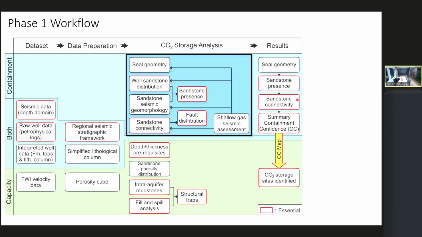So that was the data set and data preparation. I'll now go through the main CO2 storage analysis for the containment interval. Basically, we are assessing elements that contribute towards CO2 staying within the reservoir. So we assess seal internal geometry, we assess sandstone distribution in the containment interval, and sandstone connectivity. And then we augment this with a shallow gas assessment. We don't look at faults simply because there are no faults that we identify going through the seal and overburden. Obviously, this would be a big part for other aquifers.